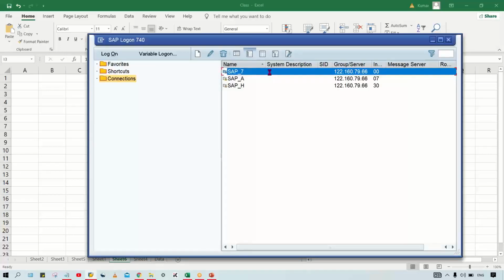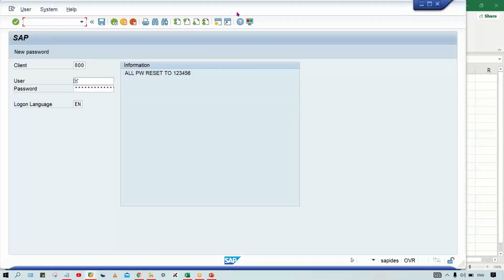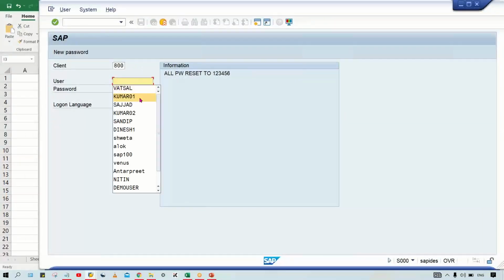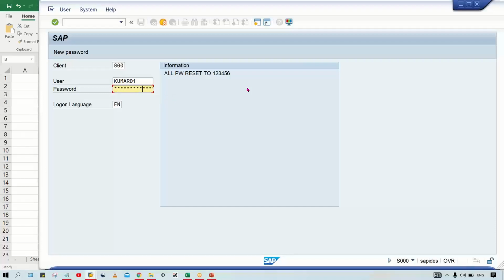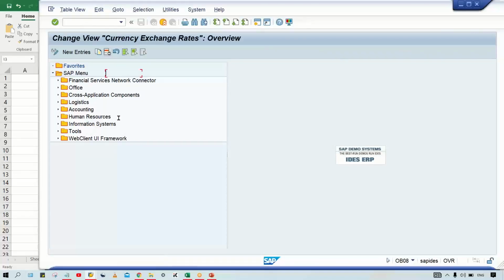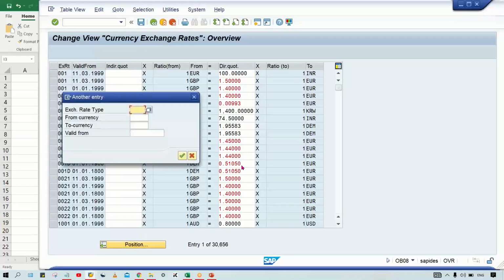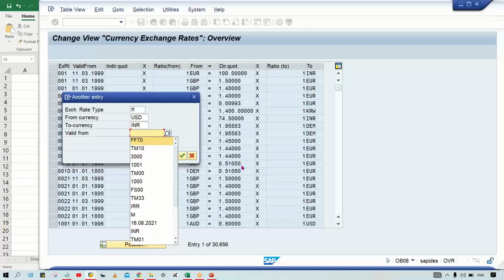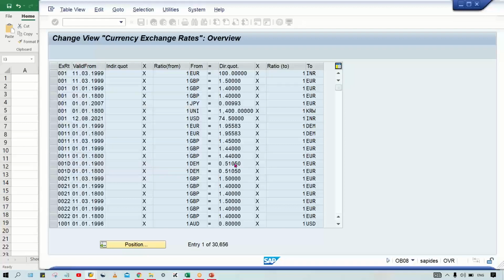Log in first. Go to OB08 or OB58. OB08. For the exchange rate, I'm going to specify the from currency, let's suppose USD, to INR, and a particular date, let's suppose 1608. Any date.